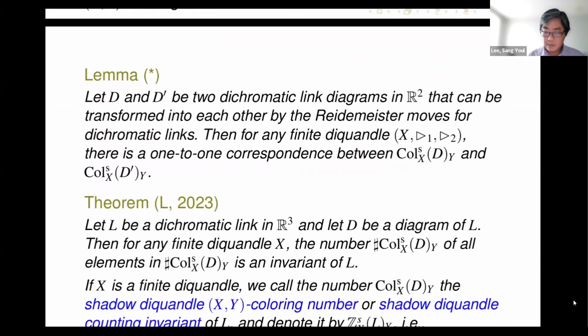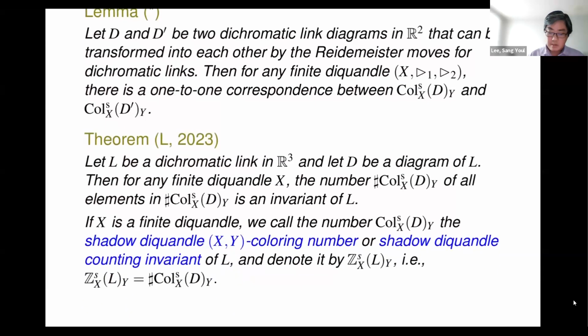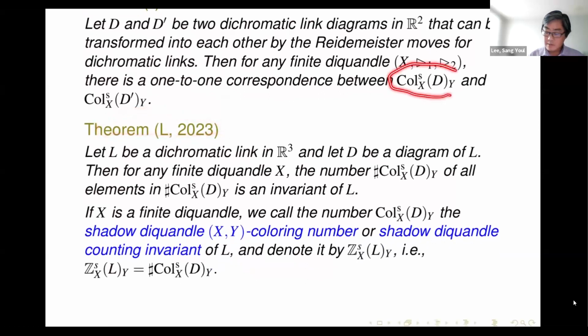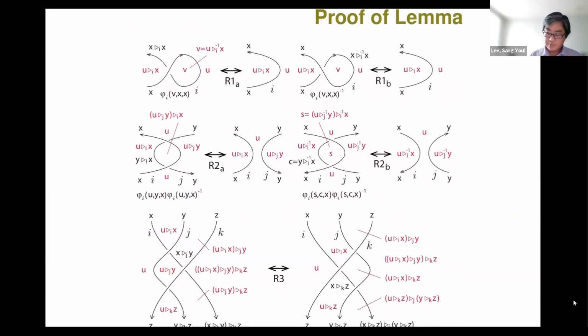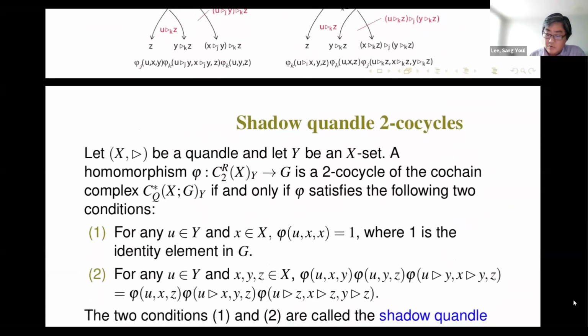Then, as in the case of diquandle coloring, we have this lemma. D and D prime are two diquandle link diagrams transformed into each other by Reidemeister moves. Then these two sets are in one-to-one correspondence. So we have this theorem. The cardinality of this set is an invariant of the dichromatic link. So this invariant is called the shadow diquandle X, Y coloring number, or the shadow diquandle counting invariant. Our proof is similar to the previous case, so I want to omit it.